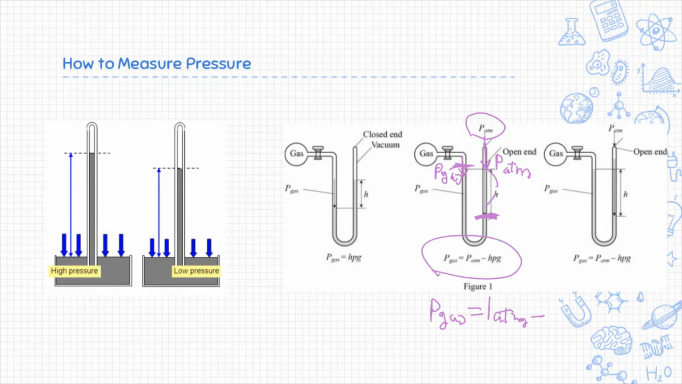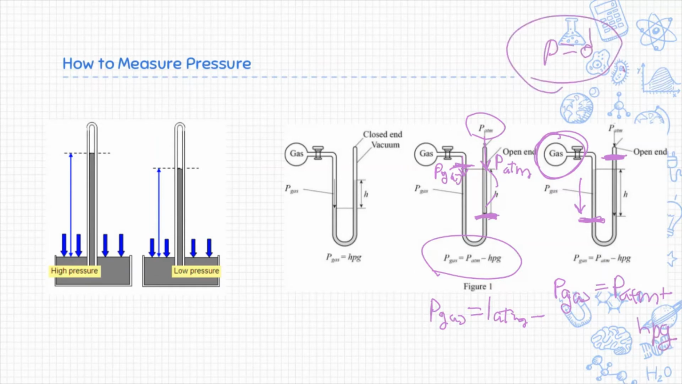Oh, never mind. If how much pressure the gas is exerting is greater than how much pressure the atmosphere is applying, because the pressure is much greater in the gas, that means P gas equals P atm plus hρg. ρ is density, just in case you're confused.